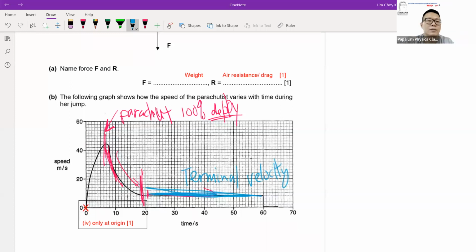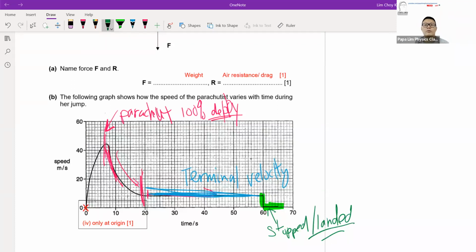Then after that, suddenly you'll find that the speed suddenly dropped from maybe 5 or 7 meters per second, drop away to 0. What actually happens? Okay, there's only one thing. For your parachutist to stop or to reach 0 meters per second, it only means at this point, the parachutist actually has landed. Okay, he has completed his jump. He has landed on the ground safely.